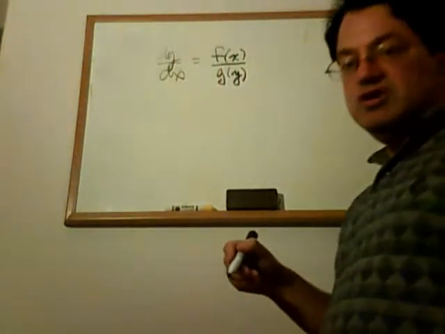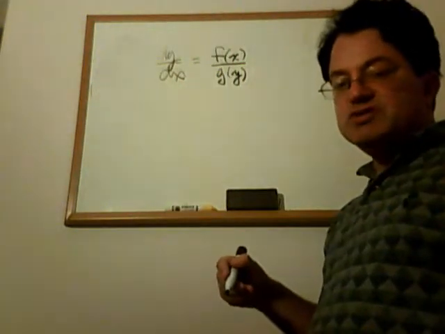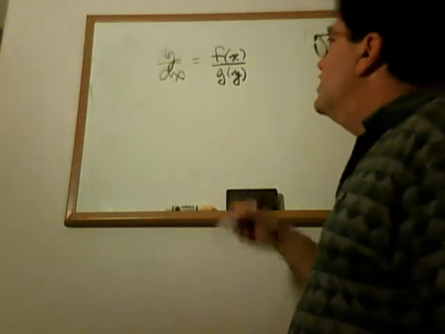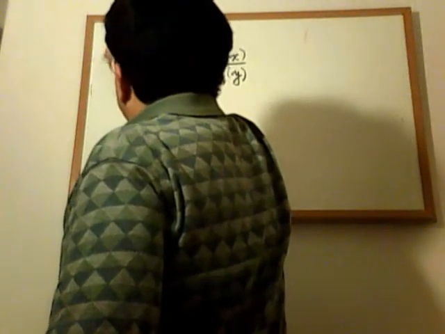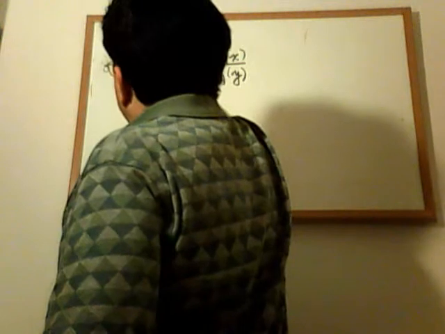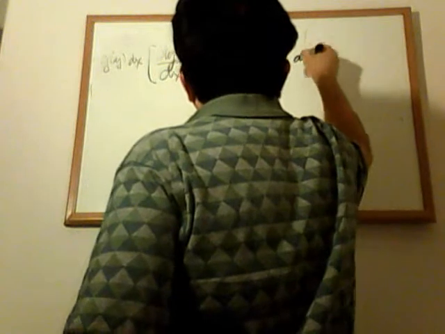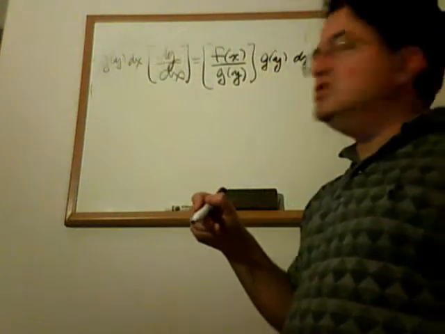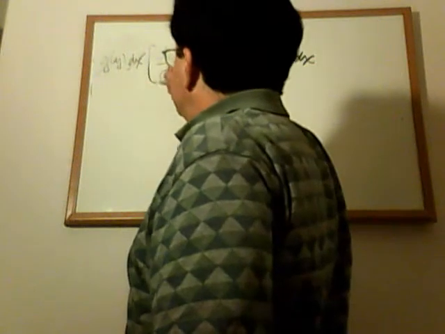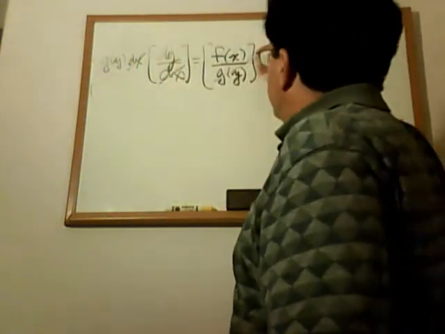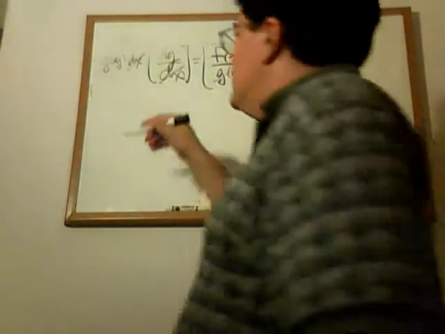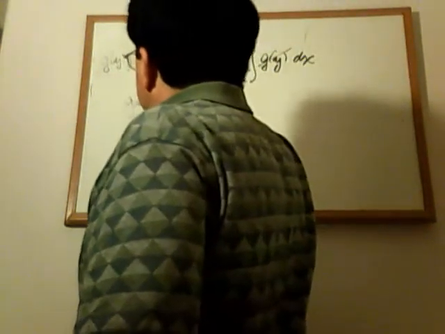So how do we solve this equation? Well, what we do is we separate the variables, hence the name, and the way we do that is we multiply both sides by g of y dx. And when we do that, you can see we get cancellation on both sides. The dx on the left cancels, and the g of y on the right cancels. And what we're left with is g of y dy equals f of x dx.